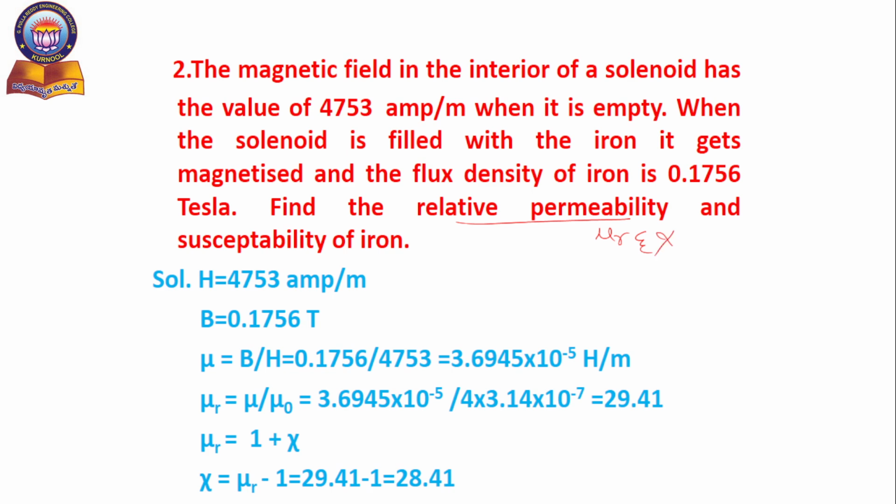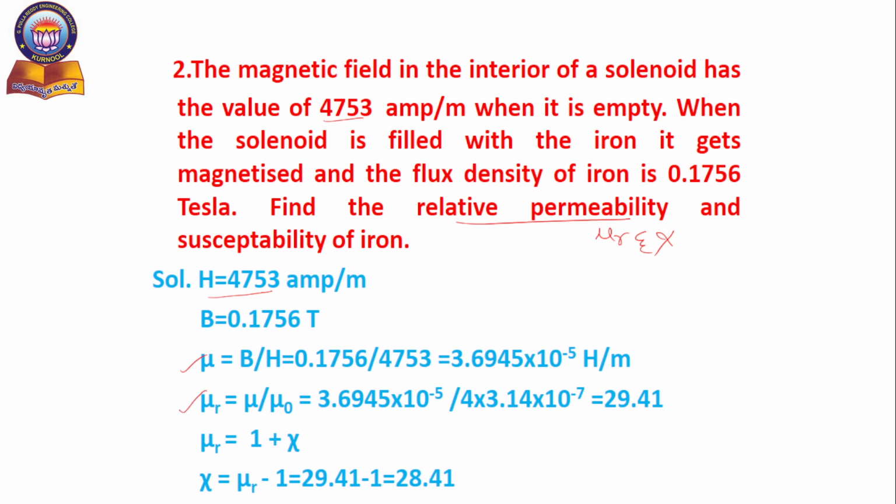For that, first we write the given values. When the solenoid is empty, the magnetic field produced is H equal to 4753 ampere per meter. When it is filled with iron, the magnetic flux density B is equal to 0.1756 Tesla. First we have to find out permeability mu is equal to B by H. B by H is 3.6945 into 10 power minus 5 Henry per meter. Then mu R we have to find out.